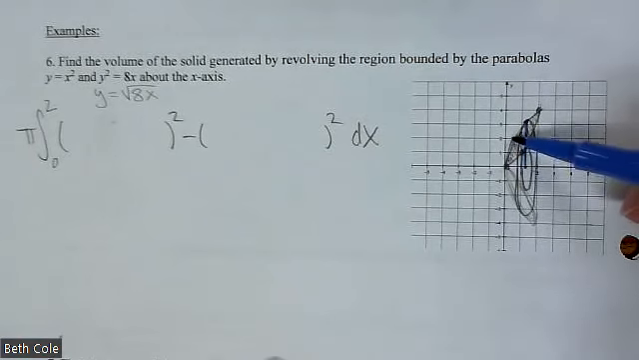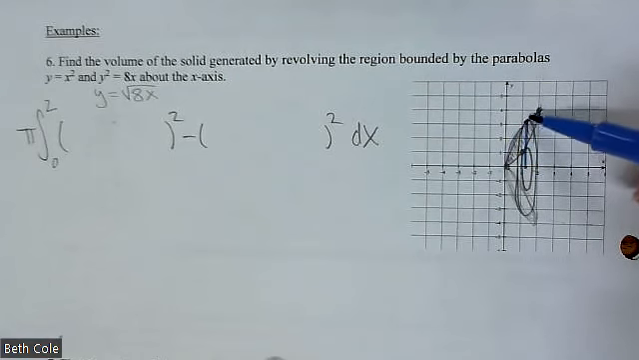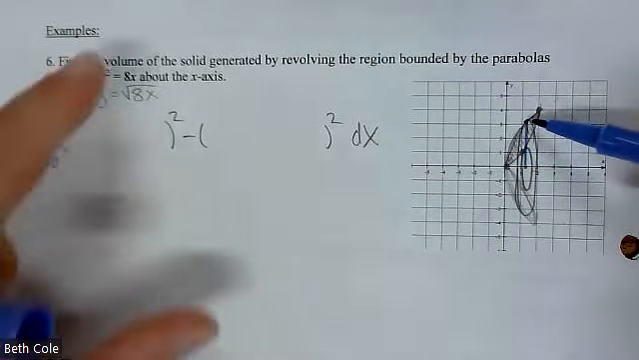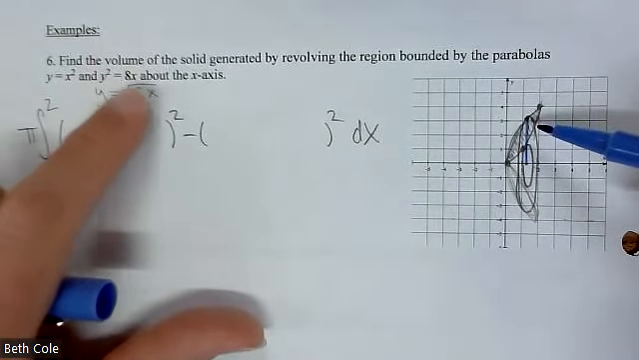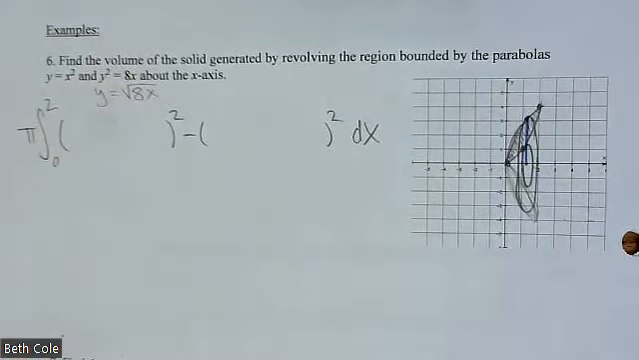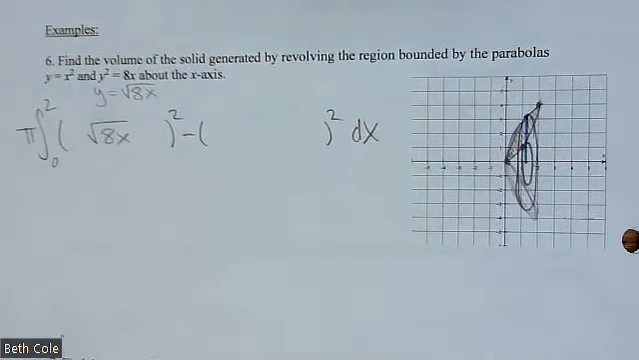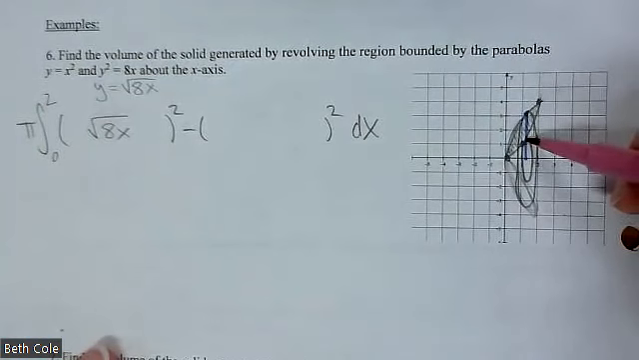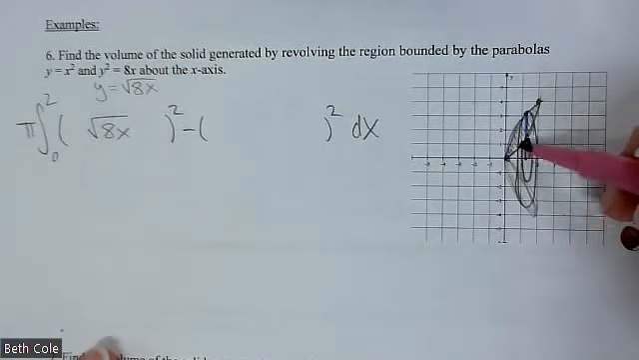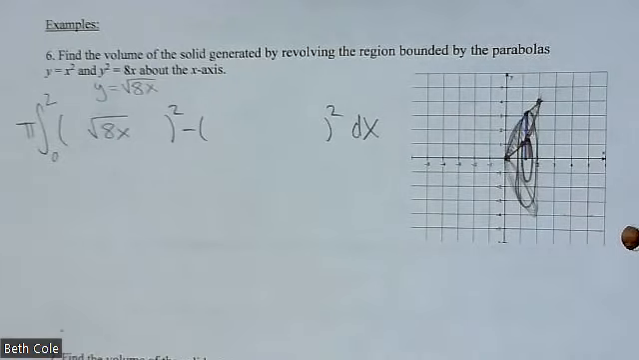Which one was our upper graph? This one here. Which one is that? Yeah, that's this one. And so it would be square root of 8x. That goes right there. And then the inside one, that's this guy right here. And again, it's upper graph minus lower graph, but the lower graph's the axis, so that's 0. So we just want this one, which was x squared.